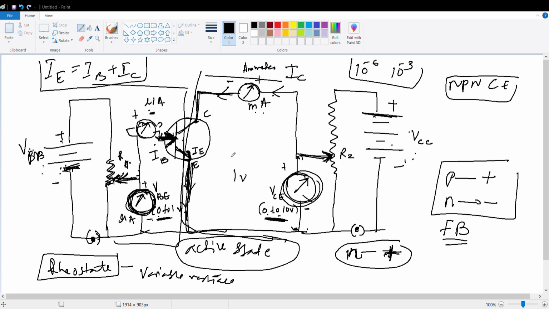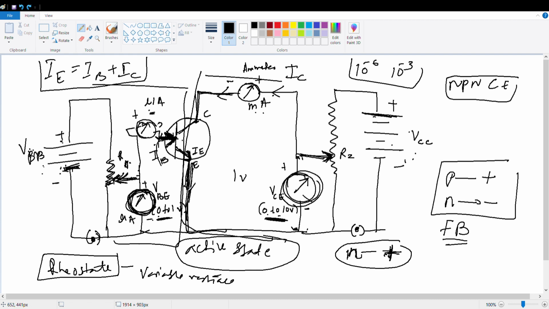Three lines you have to write. First, what is input characteristics? Input characteristics is nothing but the variation of IB, the input current or the base current, with respect to VB. VB is the voltage between the base and the emitter. See, this is the base and this is the emitter. The voltage between them is called VB, which we can change. How can we change it? By changing the rheostat. If I change the rheostat, I am increasing the resistance. If I increase resistance, the voltage will change.